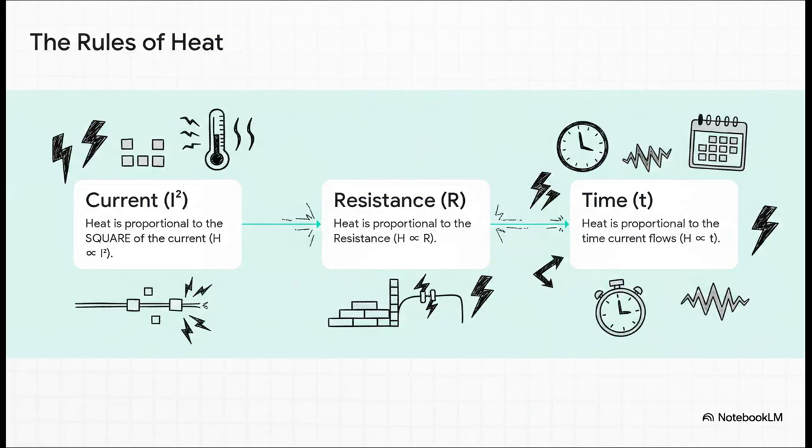Joule's law actually breaks down into 3 pretty simple relationships. The heat produced is proportional to the resistance and to the time the current flows. But the most important factor here is the current itself. Notice that heat is proportional to the square of the current. This is a huge deal. It means if you double the current, you don't just get double the heat. No, you get 4 times the heat.